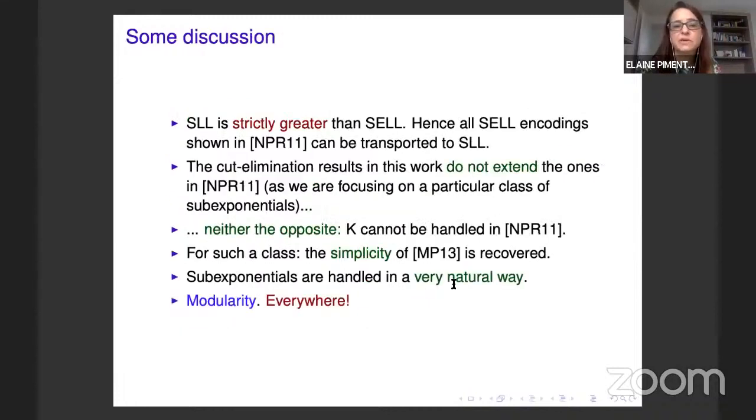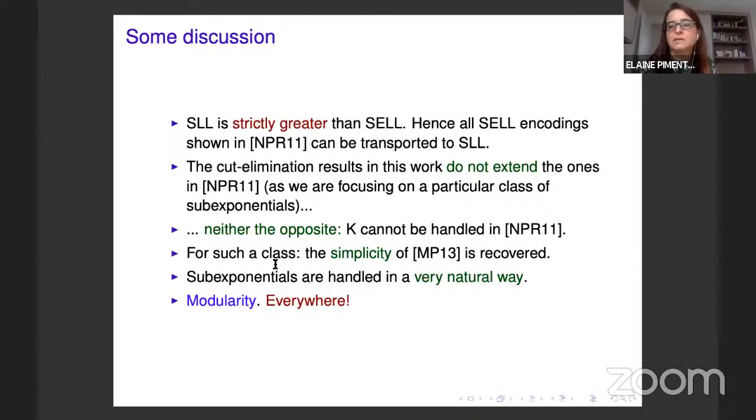Some little discussion. The first one is comparing with the other things we've done. With the paper with Dale, of course we moved it up because we can capture more things than that. But with the paper with Vivek and Giselle, there we specify things using sub-exponential linear logic. Now we're different because the system we have here is greater than that, in the sense that there are logics that you cannot capture there, for example K. On the other hand, the cut elimination results do not extend the ones in the paper I have with Giselle and Vivek, because we're focusing on that particular class of sub-exponentials. And for this class of sub-exponentials, what we did is to show that the simplicity of the work I had with Dale is recovered.